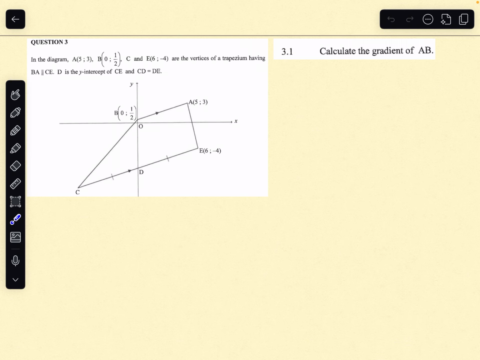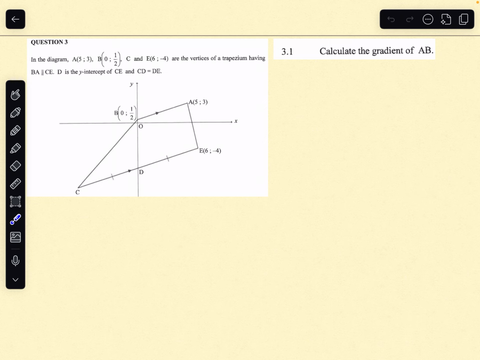We are told that those are the vertices of a trapezium, and we know that a trapezium has one pair of parallel sides, and we're told that in this case our pair of parallel sides is BA and CE. There isn't much else we know about trapeziums off the jump. It really is just that they have one pair of parallel sides.